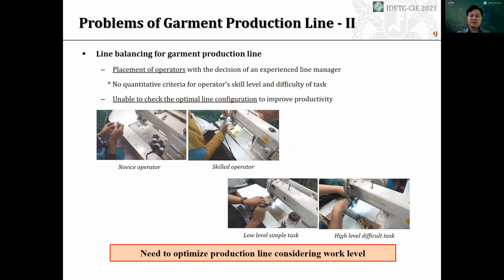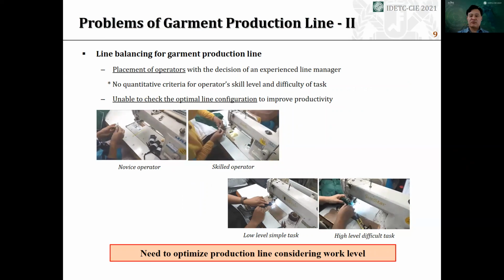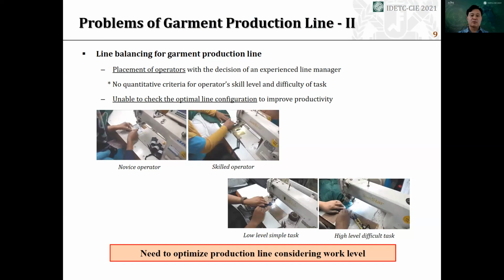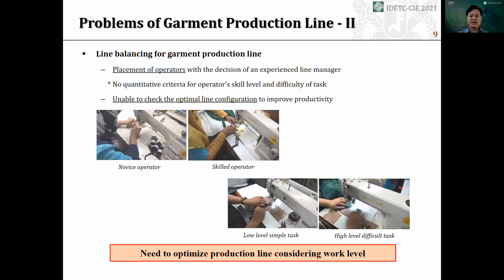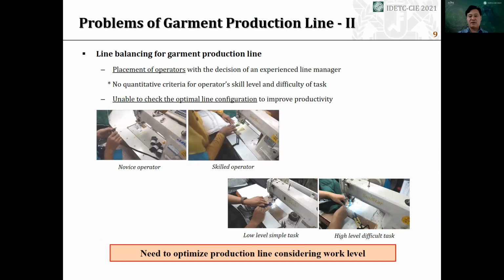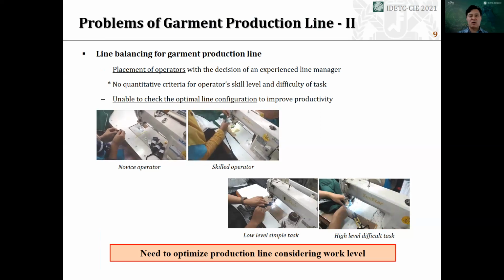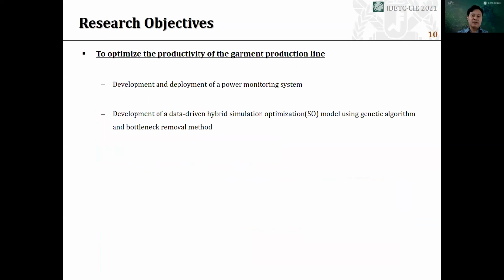To overcome these problems, most garment factories are trying to adopt a smart factory, but most of them are small and medium-sized enterprises, which is difficult in terms of situation and cost. So in this study, to optimize the productivity of the garment production line, a power consumption monitoring system is developed. And using the data derived from the system, we develop a data-driven hybrid simulation optimization model using genetic algorithm and bottleneck removal method.